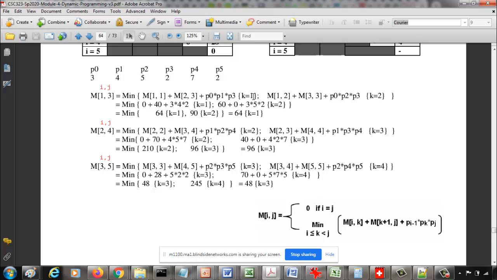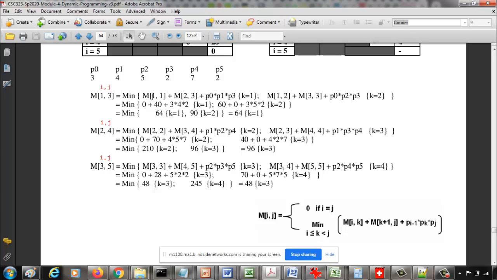So if k is 1, what is the recurrence? m of i comma k, so i is 1 again, so 1 comma 1, plus m of k plus 1 comma j. k is now 1, so k plus 1 is 2, so m of 2 comma j is 3. And i is 1, so you fix i and j as 1 and 3. So i minus 1 is p1 minus 1, so p0 times p_k, k is 1, p1 times p3. So that is this dimension.